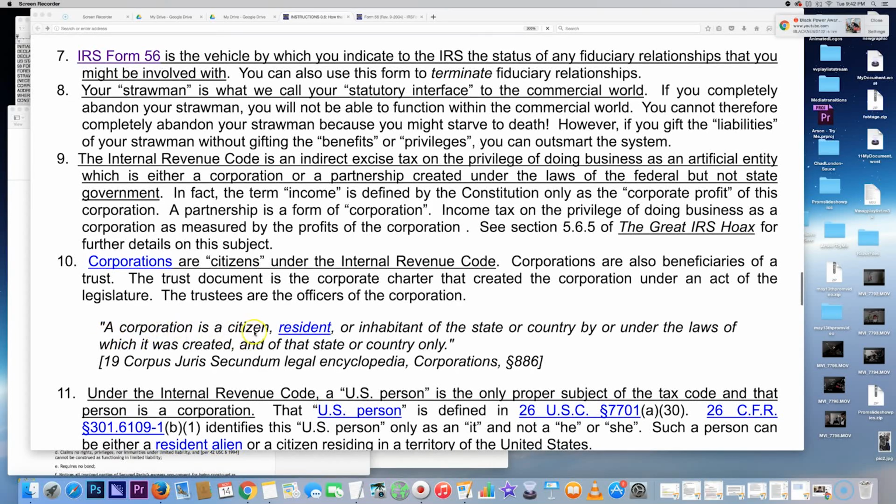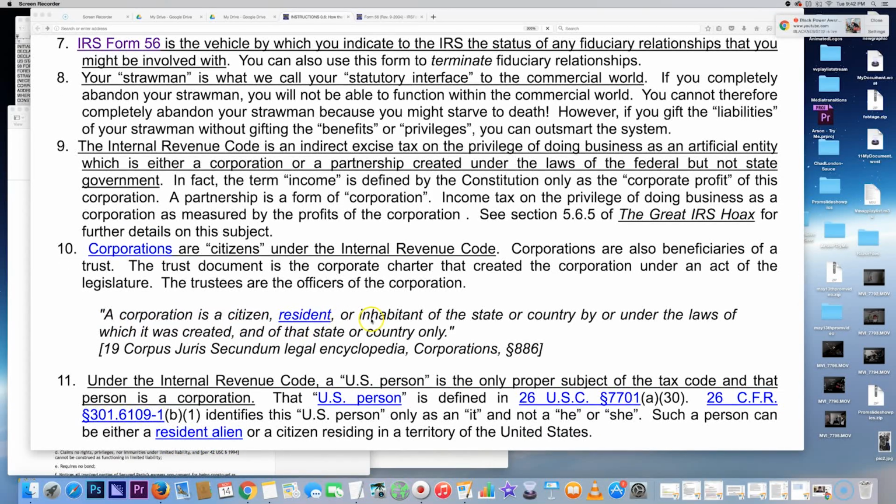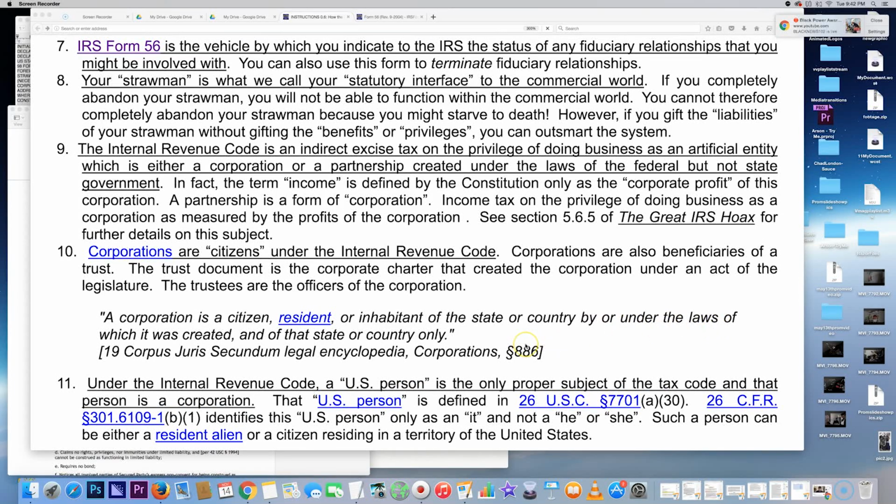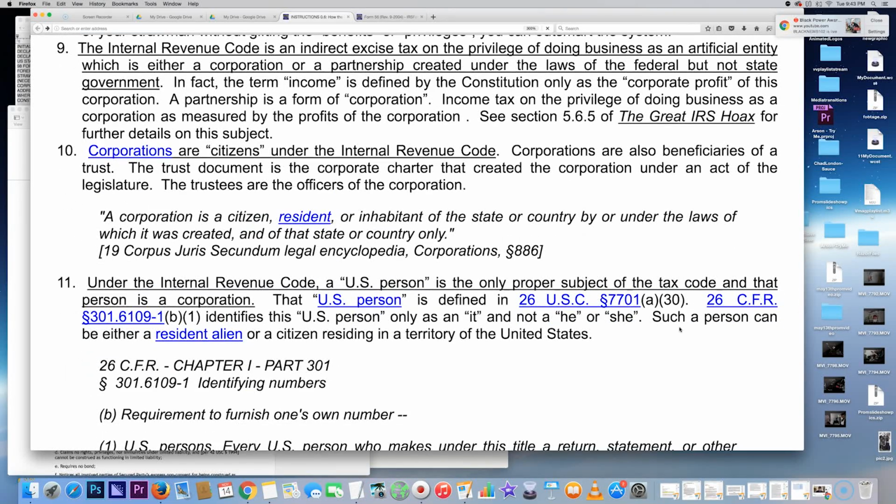A corporation is a citizen or resident or inhabitant of the state or country by or under the laws of which it was created, and of the state or country only. 19 Corpus Juris, Legal Encyclopedia Corporation, Section 886. Under the Internal Revenue Code, a U.S. person is the only proper subject of the tax code, and that person is a corporation.